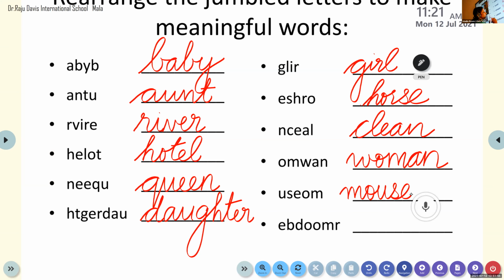It is bedroom. It is a 2-syllable word. Break the word into syllables and then you say, so bed means B-E-D, bed. Room, it is R-O-O-M.